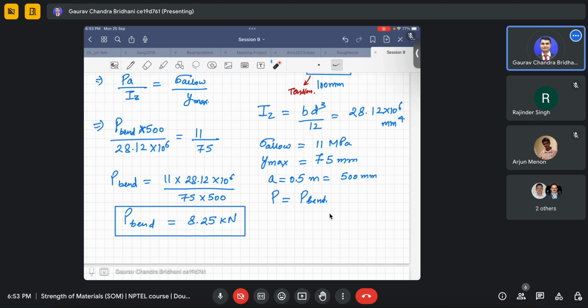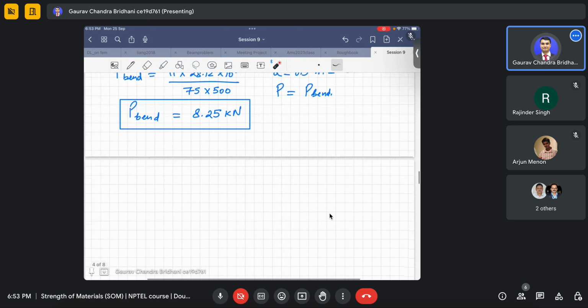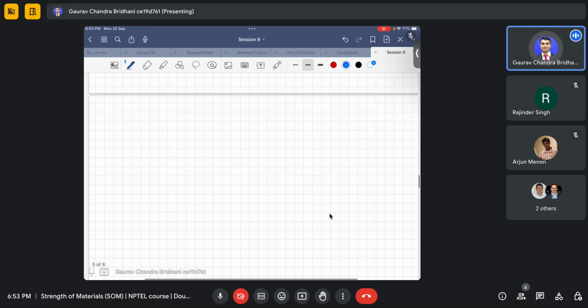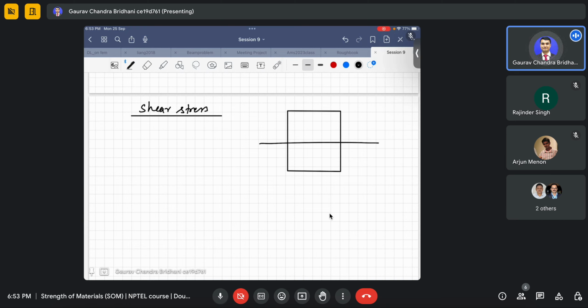Okay, now come back to the shear part. We have done the bending through bending stresses. Now we'll analyze it with the shear stresses. Now we have to look at the shear stresses. So what I do, I'll first draw a cross section. Okay, this is my neutral axis.